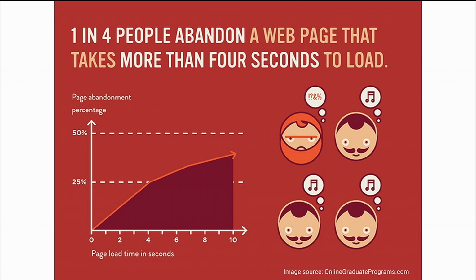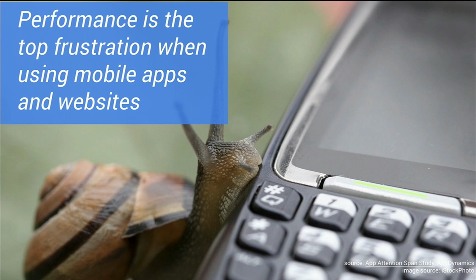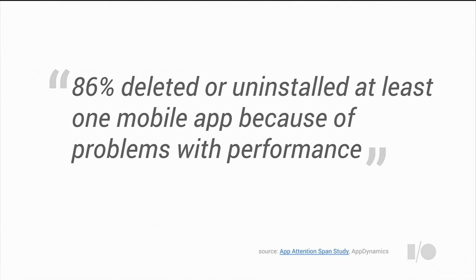It's not just websites that we have to start thinking about. There was a study that was released just this last week by App Dynamics, which is a leading performance monitoring solution out there. What they found when they surveyed a bunch of users was that performance was the #1 top frustration when using mobile apps and websites. 86% of users deleted or uninstalled at least one mobile app because of problems with application performance.